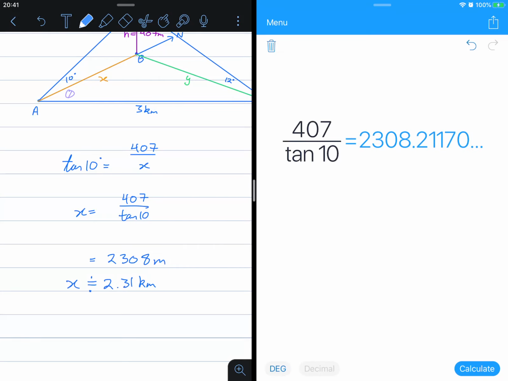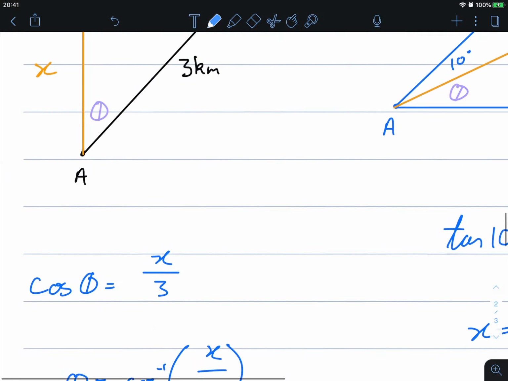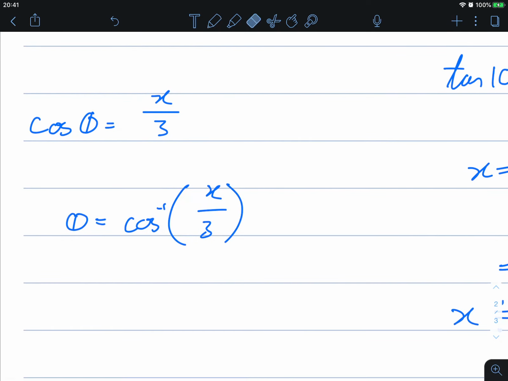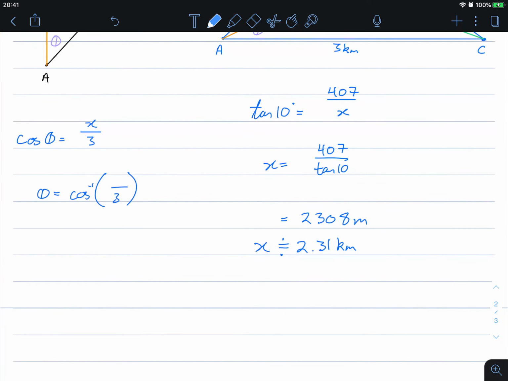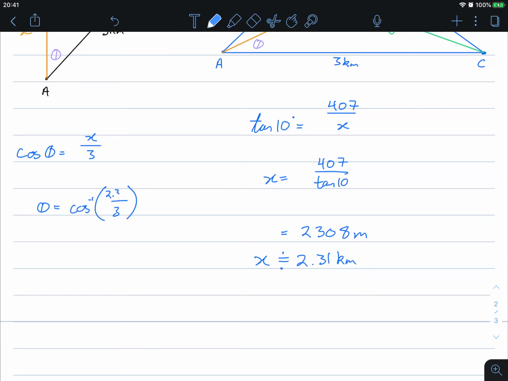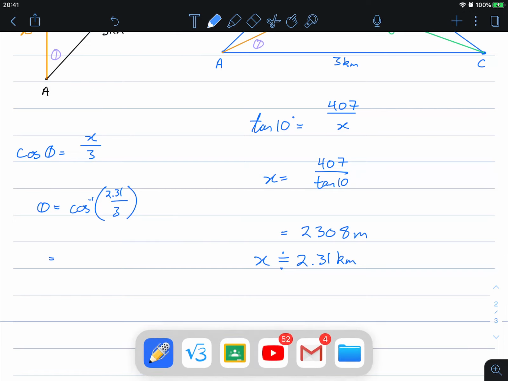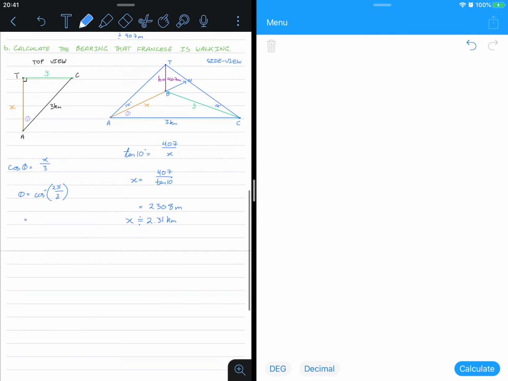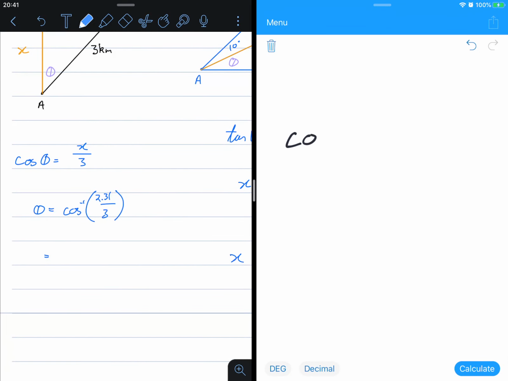So that is x. Now, we have the value for x. X is 2.31 kilometers, which if we now type in, we can get this to be cosine inverse of 2.31 over 3. That's equal to 39.64, which is about 40 degrees.